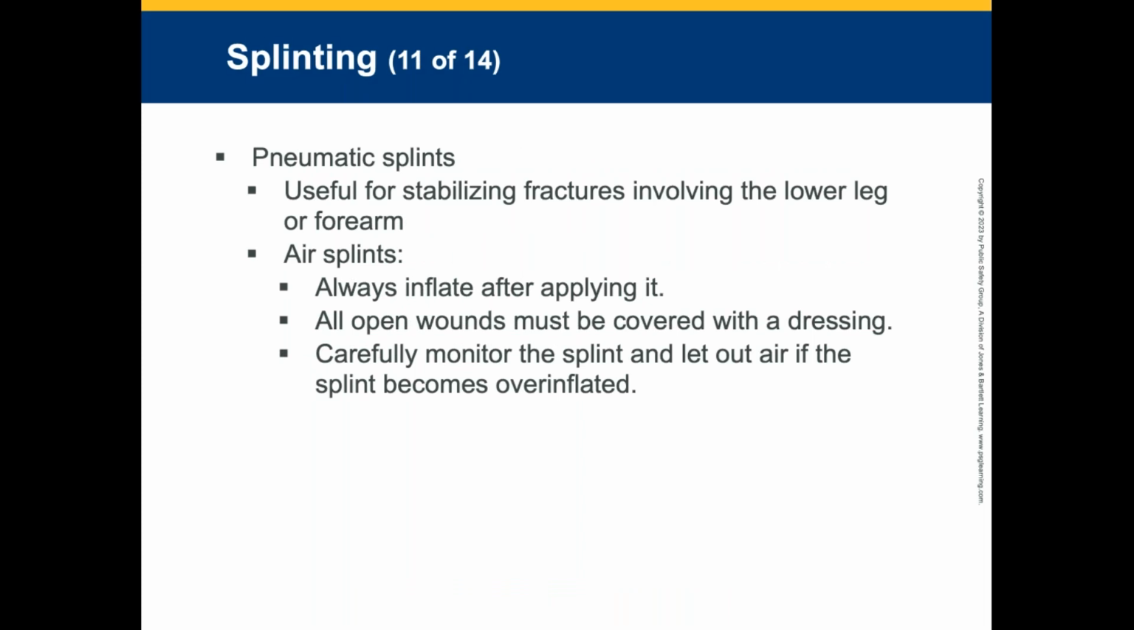As far as pneumatic splints go, they're used for stabilizing fractures involving the lower leg or forearm, and are not effective for angulated fractures or fractures that involve a joint. Air splints are most commonly used. There are different sizes and shapes. They inflate after applying them. It kind of holds things in place and helps control bleeding as well as reducing swelling. It should not be used in any kind of open fracture with any sharp bone ends that are exposed. So if you have open fractures like that, use board splints.